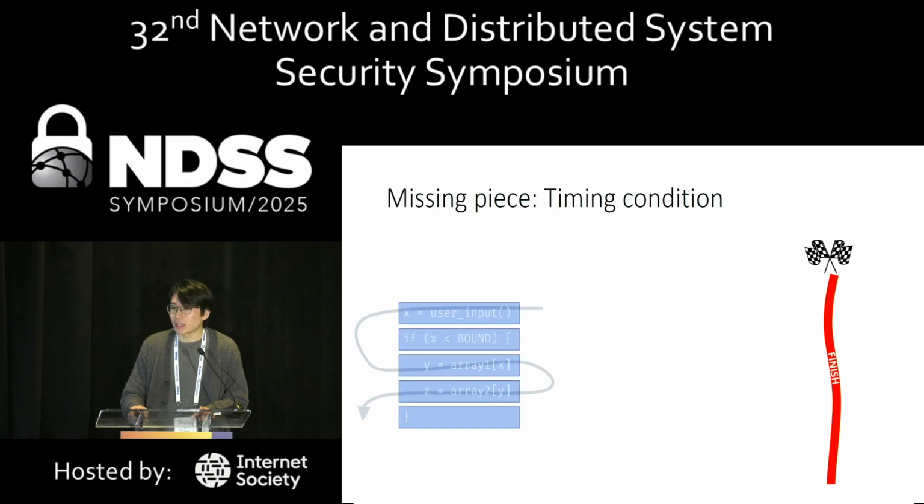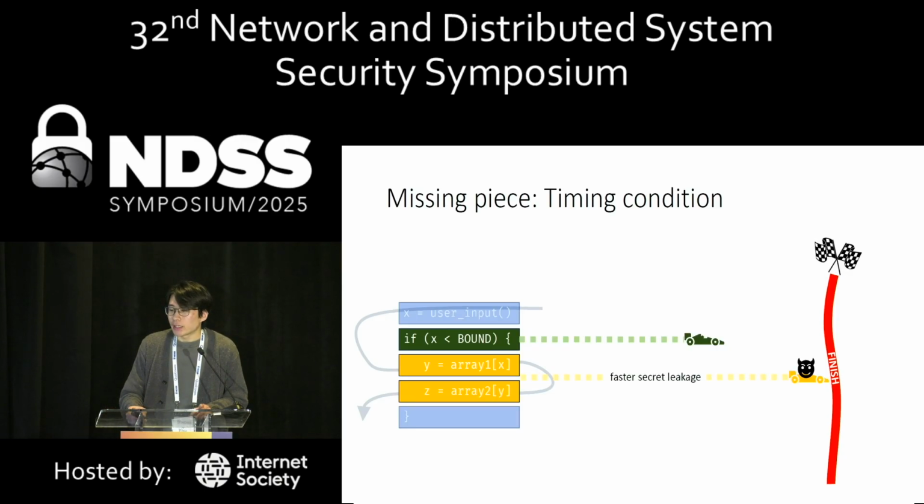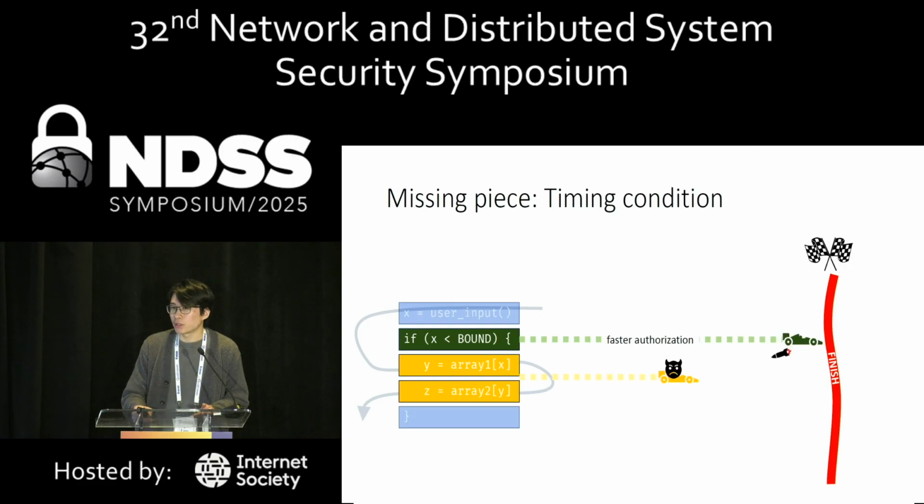However, there's one key missing piece in all prior scanners, which is that they fail to model the timing condition accurately. In fact, there's a race condition in all Spectre attacks between the branch and the leakage instructions. For the attack to succeed, the attackers must make sure that the leakage instructions happen before the misprediction recovery. Otherwise, the CPU would send a signal to squash all the leakage instructions before they leak the secret.